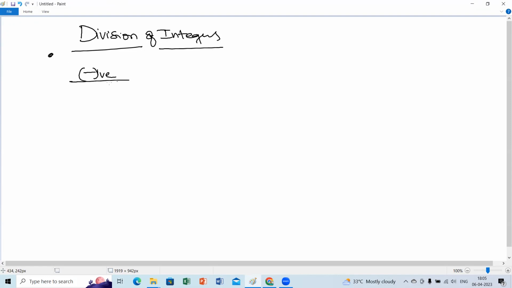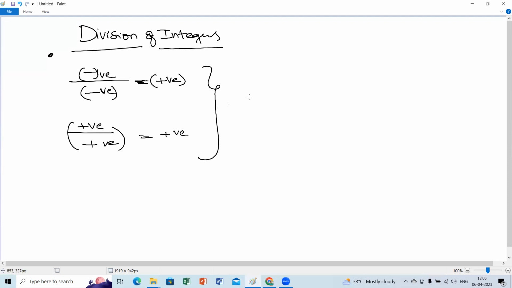Negative integer divided by negative integer, what will we get, children? Ma'am, positive integer. Very good. And positive integer divided by positive integer? Positive. And these are like signs. Like signs means positive. Now coming to any one of them being negative.